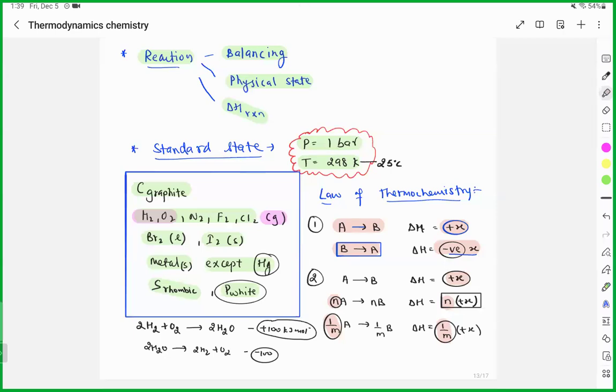Sir, in standard state you were saying temperature 25, pressure 1 bar, what were you calling zero? Zero change in enthalpy. Standard state. Change in enthalpy of formation. Enthalpy of formation will be zero. Go to the next page.